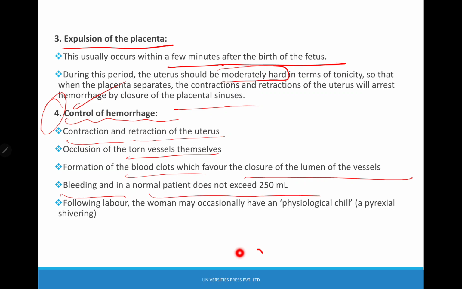Bleeding in a normal patient does not exceed 250 ml. Following labor, the woman may occasionally have a physiological chill. This physiological chill occurs during the observation period, that is the fourth stage of labor.